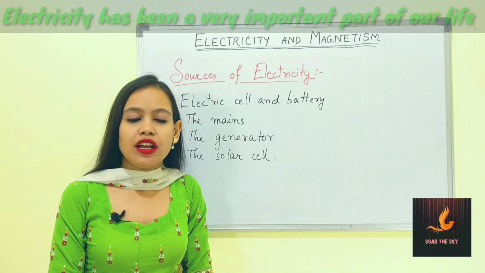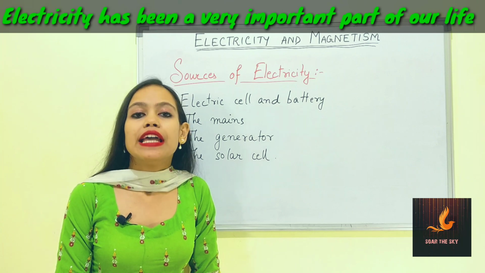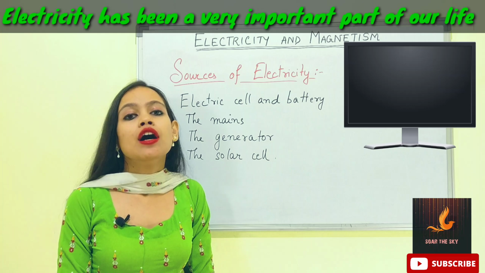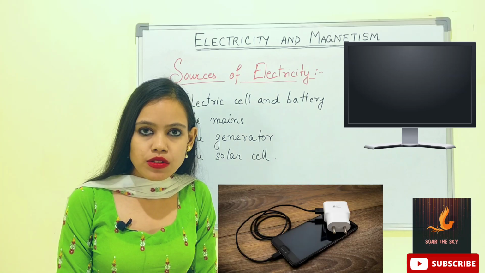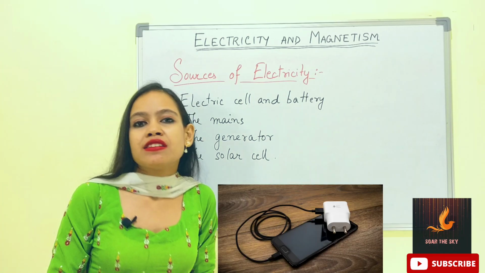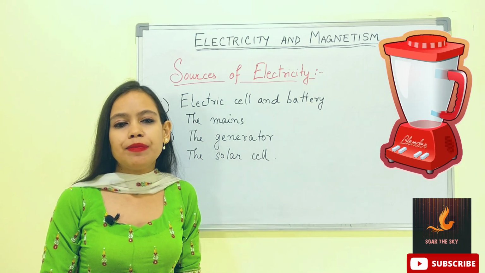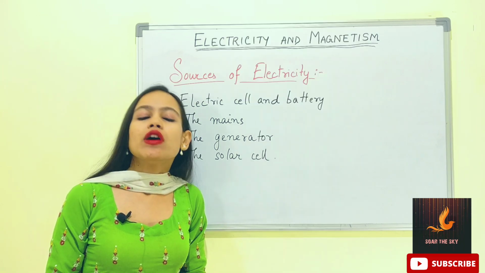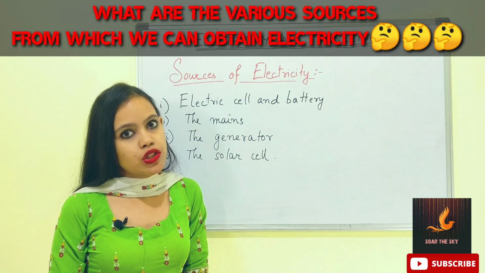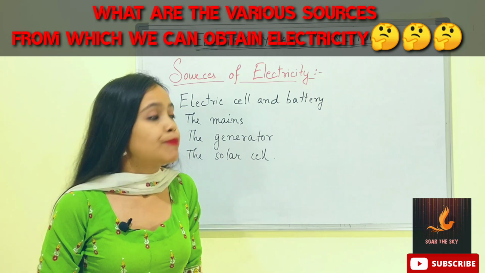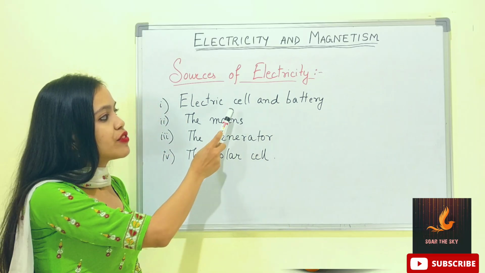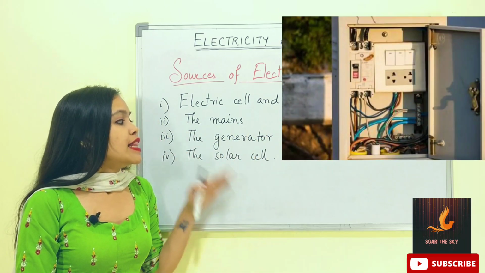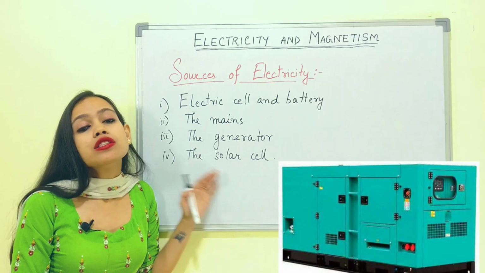Electricity has been a very important part of our day-to-day life. We use electricity to watch television, we charge our mobile phones, there are mixer grinders and n number of other appliances where we require electricity to work. So, what are the various sources from which we can obtain this electricity? The sources will be electric cell or battery, the mains, the generator and the solar cell.